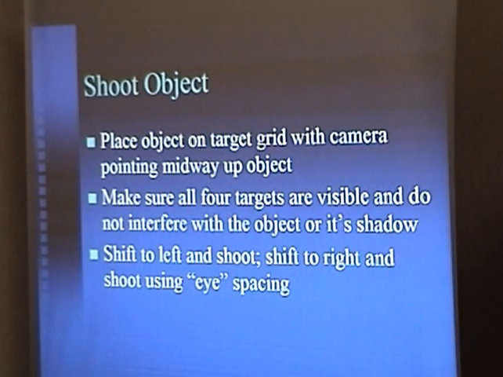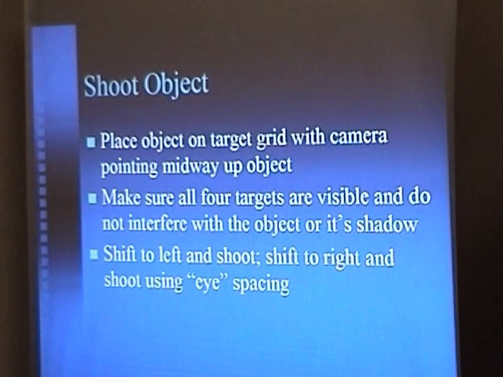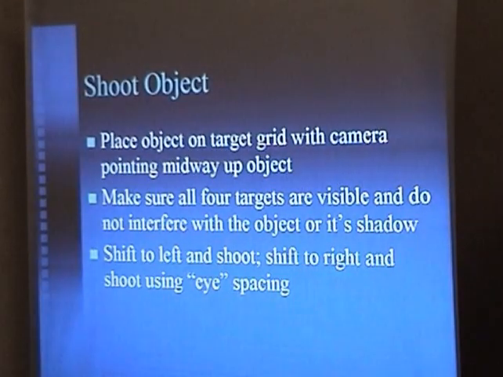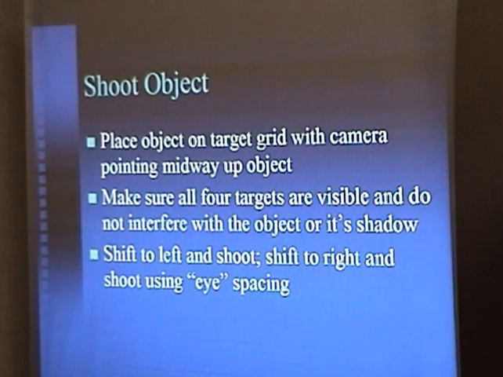And then we're going to put our object somewhere in that grid with the camera pointing midway up the object, or roughly in the center of the area we're taking the picture of. You want to be really, really careful that all 4 of those targets on the ends are fully visible in the shot, both left and right. It's very typical to shoot the left shot, it looks okay, or shoot the right shot and you discover you've cropped out part of one of those targets. So when you go to process it, you can't use the shots at all.